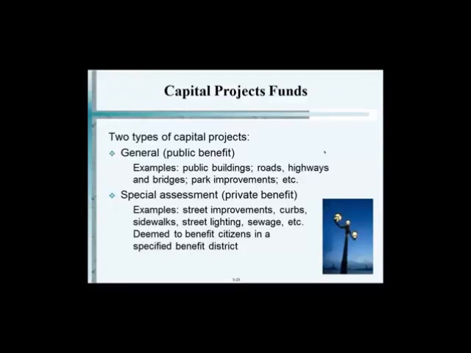Once the building is completed, the capital projects fund is closed. And the asset is what? Transferred under the full accrual basis to the government-wide statement of net position. And that's what we'll see right now. Very simple cycle of transactions, but two types of capital projects: general, those which benefit everyone, and those which benefit only a few. What's the difference? This is paid by all the taxpayers, and this is paid by what? Those who benefit from that improvement. That's why it's called what? Special assessment.